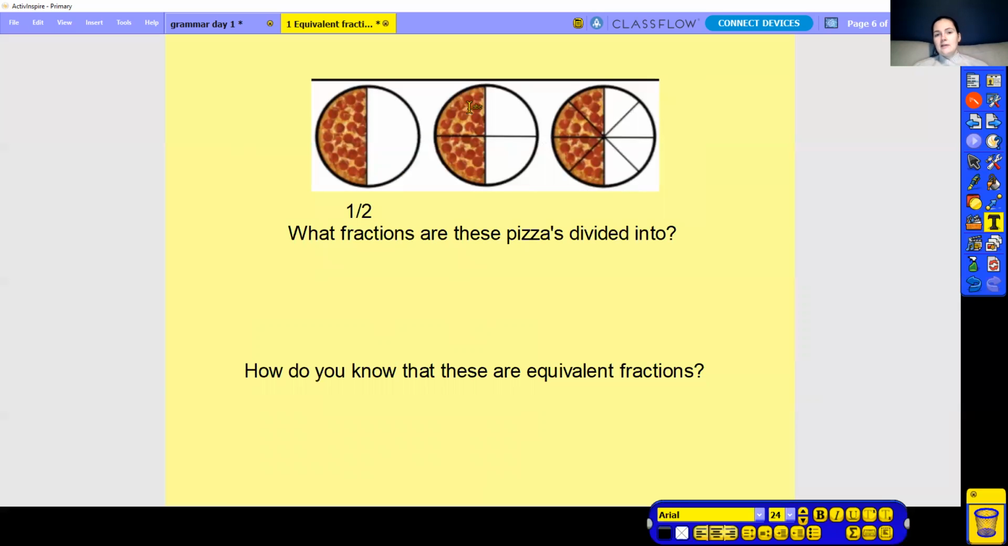This pizza has been split into 1, 2, 3, 4 pieces, and you've got 2 out of the 4 left. So we're going to put the fraction as 2/4. This one here, you've got 1, 2, 3, 4, 5, 6, 7, 8, and you've got 4 out of 8 pizzas. So you've got 4 eighths here.